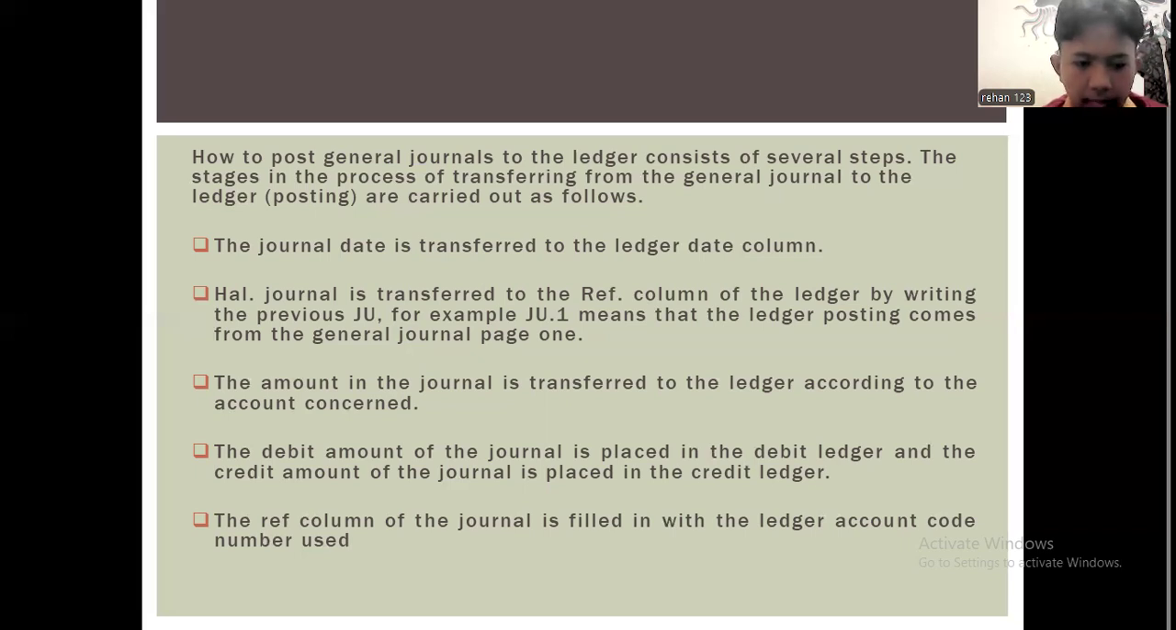Number 3, the amount in the journal is transferred to the ledger according to the account concerned. Number 4, the debit amount of the journal is placed in the debit ledger and the credit amount of the journal is placed in the credit ledger. Number 5, the ref column of the journal is filled in with the ledger account code number used.